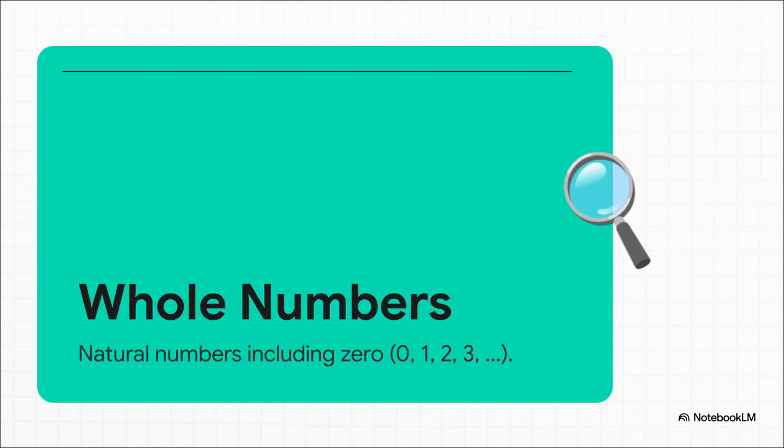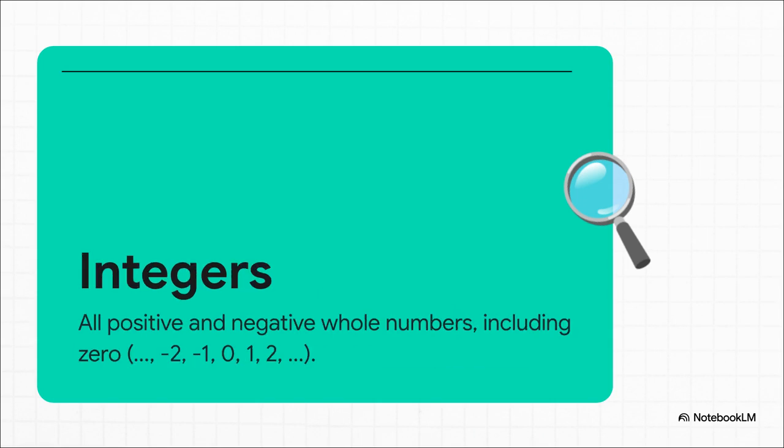Simple as that. Now, what happens if you take all those natural numbers and just add 0 to the group? Boom! You get whole numbers. It's the same set, just with the very important idea of nothing included. Integers are where we expand our number line into the negatives. So think of it as all the whole numbers and their mirror images on the other side of 0. -2, 0, +5, they're all integers.